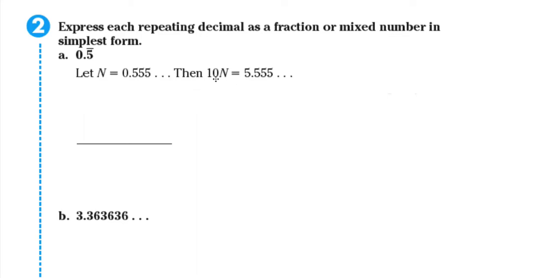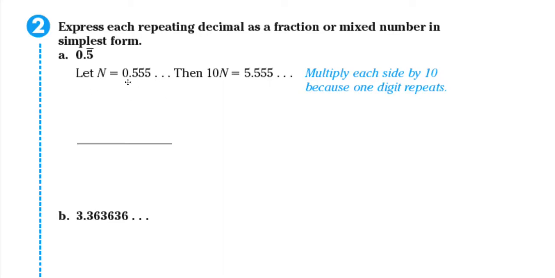We multiply n by 10, so let 10n be 5.555... Remember, when you multiply by 10, you move the decimal one space to the right. Thus, you have 5.555..., which means it repeats forever. Multiply each side by 10 because one digit repeats. The reason why you're multiplying by 10 only is because only one digit repeats. If two digits repeat, what do you think you'll multiply n by? It'll be 100n. If three digits repeat after the decimal, you multiply by 1000.